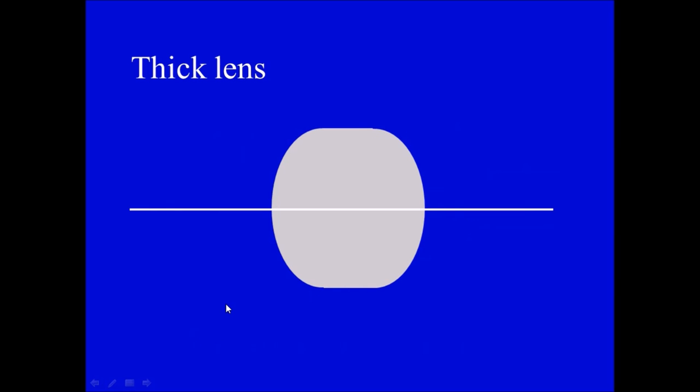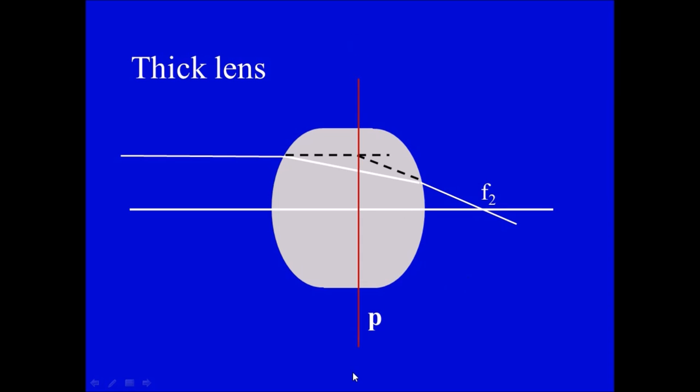In case of a thick lens, rays coming into the lens will be deviated, then come out again deviated, passing through F2 of the lens. So if we extend this ray and this ray, we can put here the principal plane. We can remove this thick lens and put another thin lens here to do this same job.